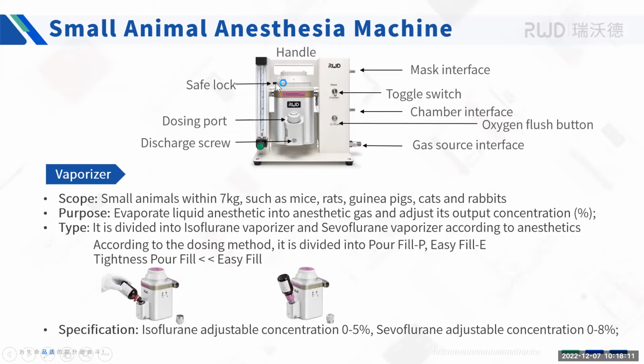We have a zip lock here. You can touch it now. With this zip lock design, only by pressing it down you can adjust the concentration. And this part is the dosing port. We usually use the port fill type or the easy fill type. And when we use the easy fill type, we should use a dosing adapter. And the sealing is better than the port fill.